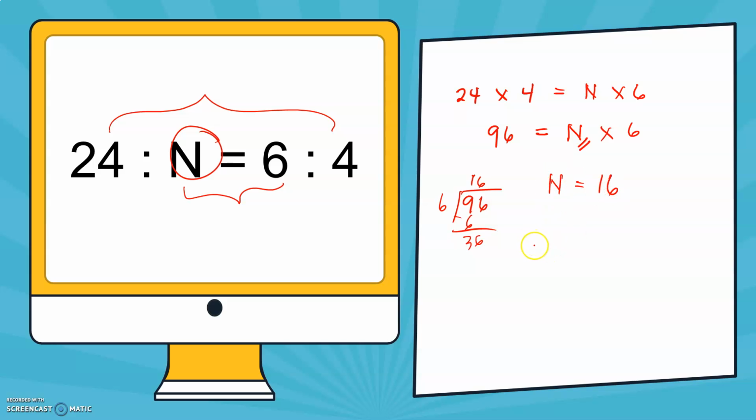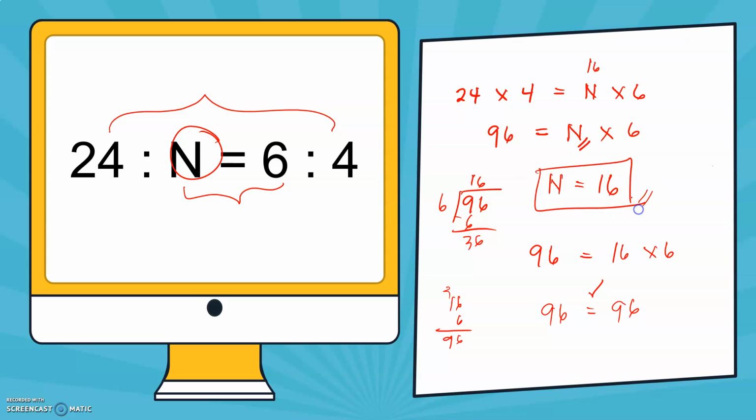And for us to check if our answer is correct, this is 16. We will just multiply these 2. So we'll now have 24 times 4. We already know that it's 96. Now let's check if 16 times 6 will also give us 96. 16 times 6 is 96. So we have 96 is equal to 96. Therefore, the value of n we got is correct.